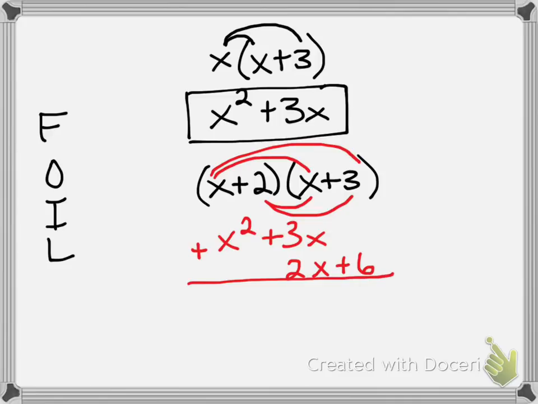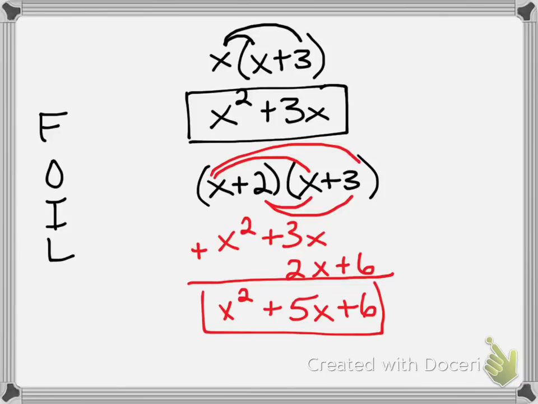But what I've set up here, which you might not have done naturally on your own, is a sort of combining like terms vertical addition problem that I've recommended when we started this unit. So when everything is fully multiplied out, this would be our answer. x squared plus 5x plus 6. Those two binomials give us a trinomial.